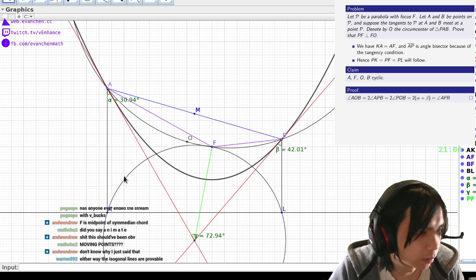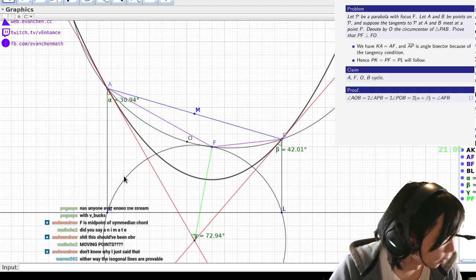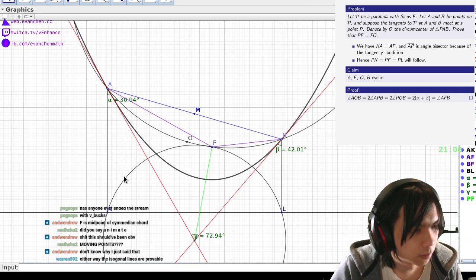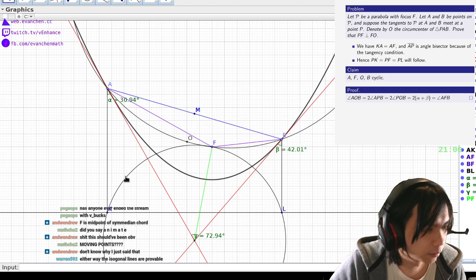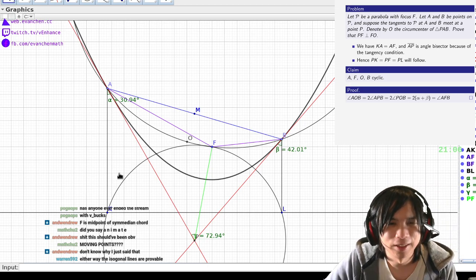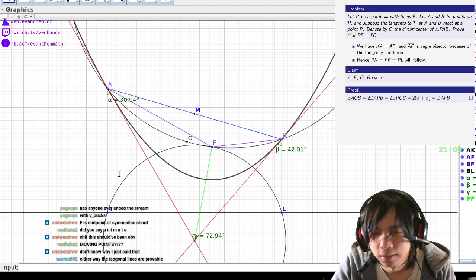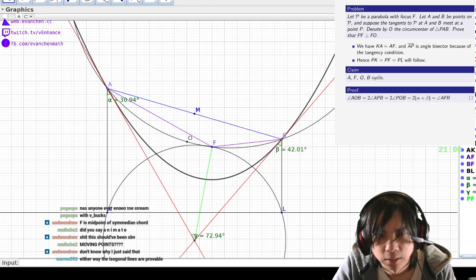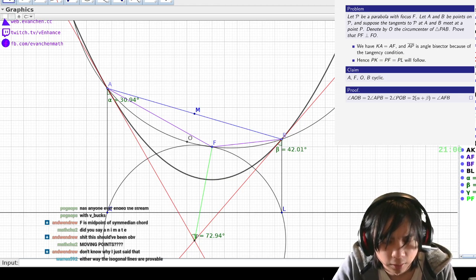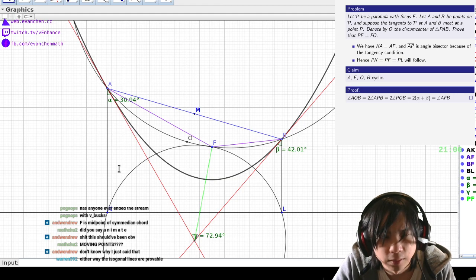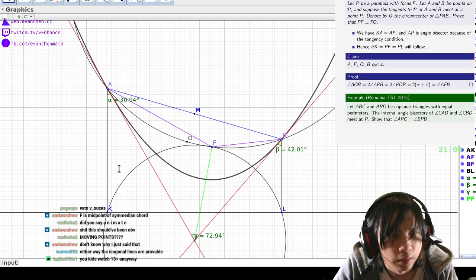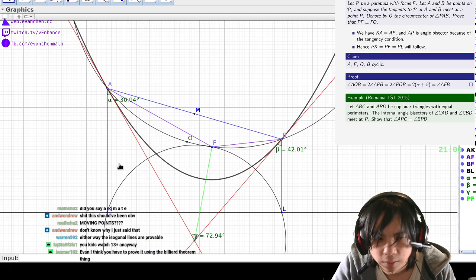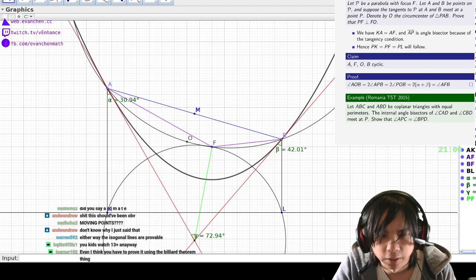F is midpoint symmedian chord. Is it? Yeah, man, I saw these and I'm blanking on ROM TST. Okay, I think I have the reference. Okay, and here is another reference. This is from Cut the Knot.